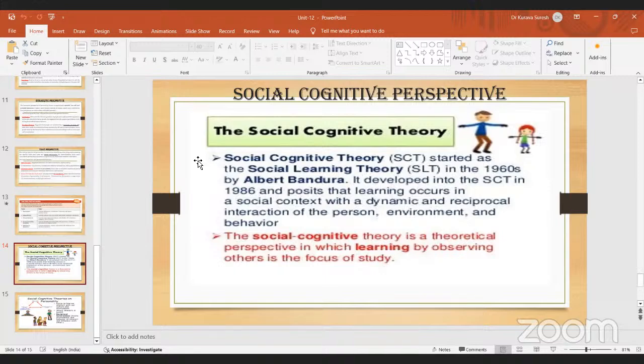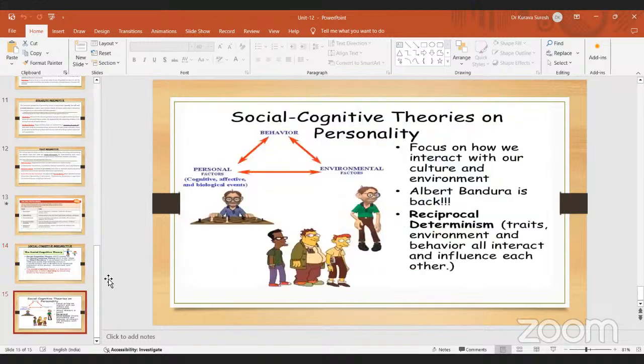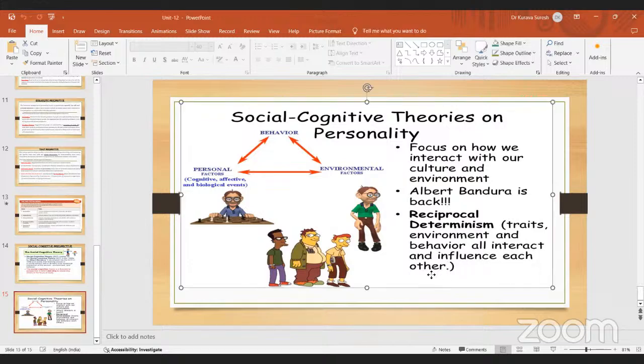Social cognitive theory is the theoretical perspective on learning and behavior. Social cognitive theories cover personality, behavior, and environmental factors. Personality factors are cognitive, affective, and biological factors. The focus is on how we interact with our culture and environment. Albert Bandura's reciprocal determination: traits, environment, and behavior influence each other.